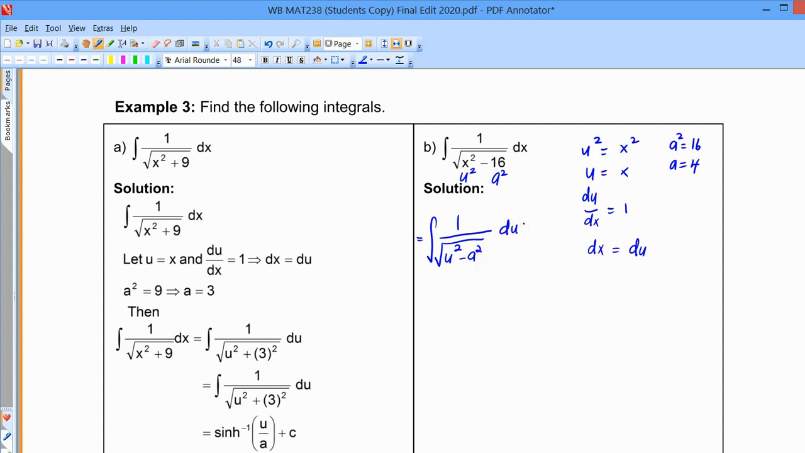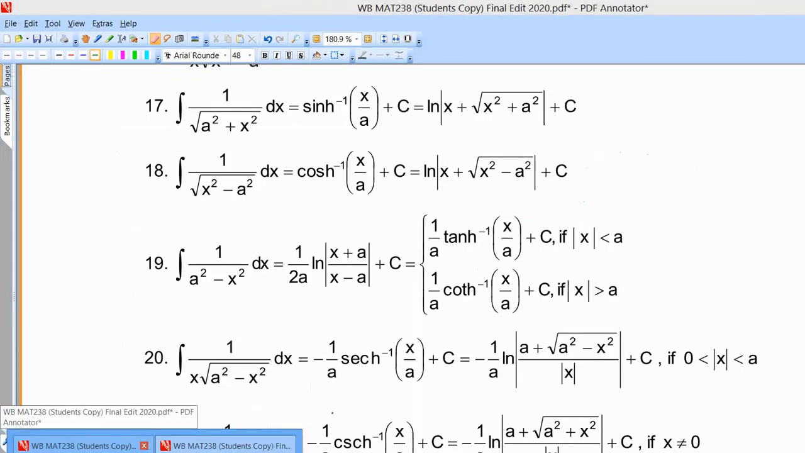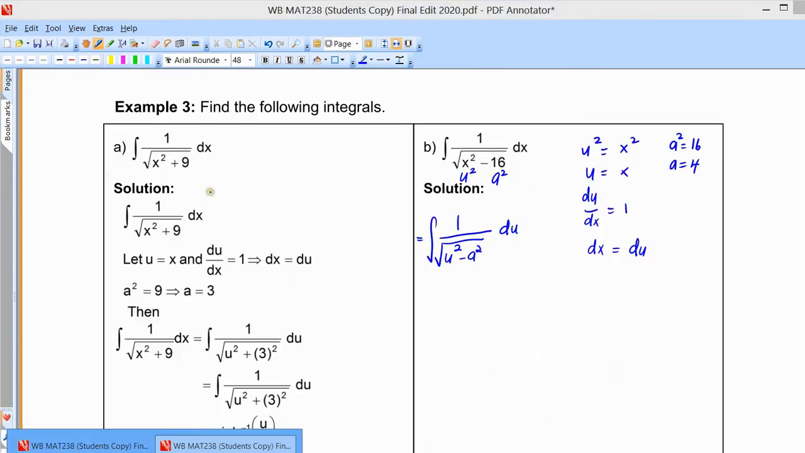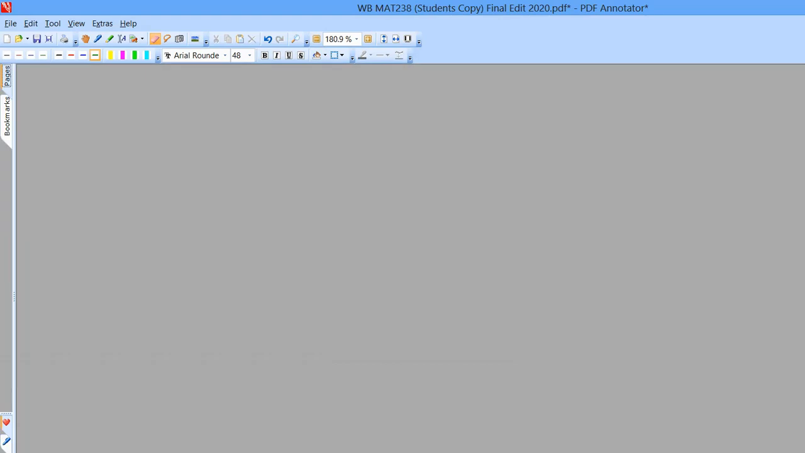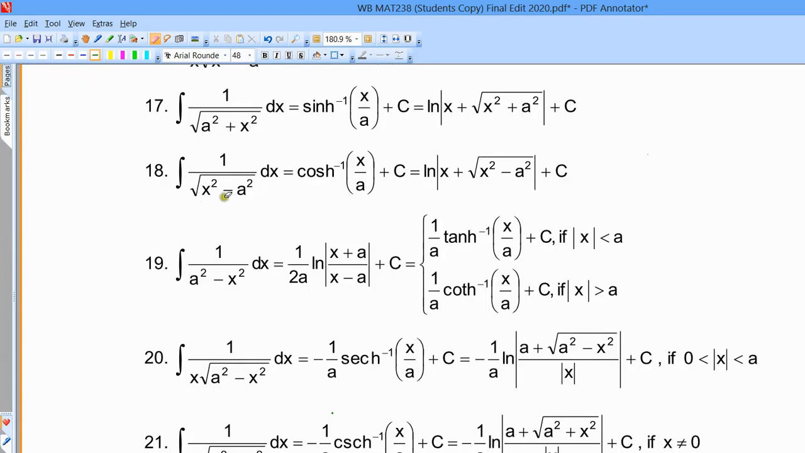Okay, so after you got this equation, now look at your appendix. Square root of u squared minus a squared, which will equal inverse hyperbolic cos x over a.